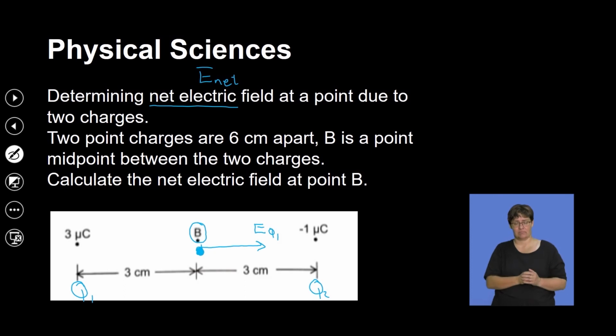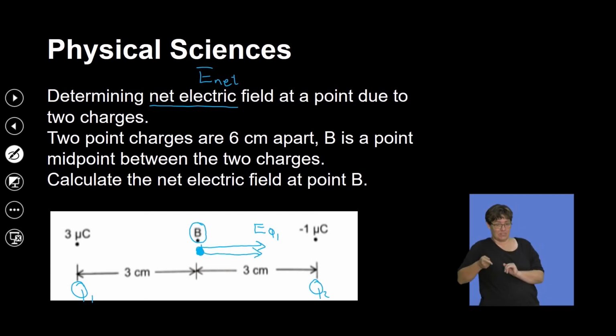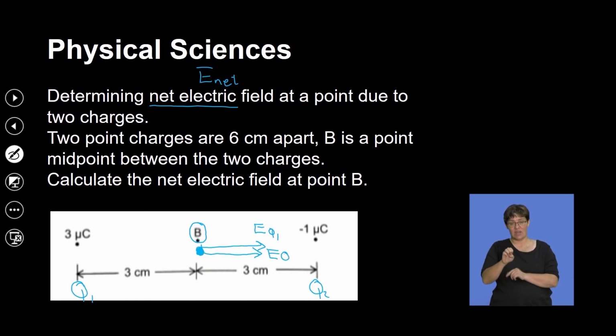What about the force experienced by the unit positive charge at the same point B due to Q2? Now, Q2 is negative, so it will exert an attractive force on the unit positive charge. Then we've got our E due to Q2. So this is our vector diagram. This vector diagram will be very important in terms of the direction.